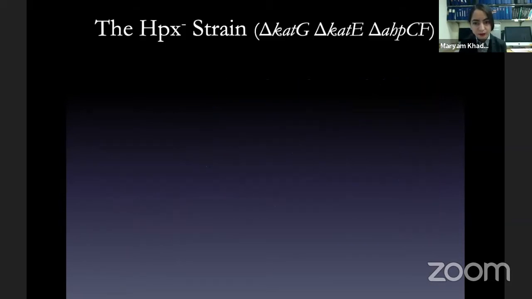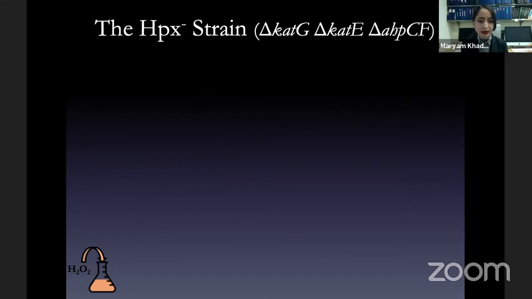Now, my project started with an observation. We have a strain in the lab that is called the HPX- strain. This strain lacks the 3 enzymes that I just mentioned that can degrade hydrogen peroxide: it lacks CatG, CatE, and AHP. We had observed that these cells can still degrade a little bit of hydrogen peroxide. So to further test that, I went ahead and measured the rate of peroxide scavenging in these cells and compared that to the wild type strain, which does include all these 3 genes.